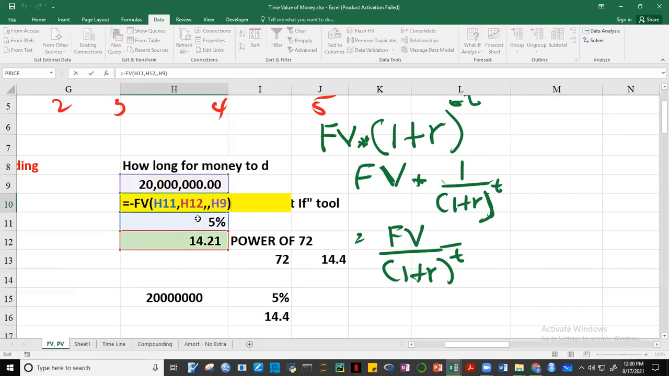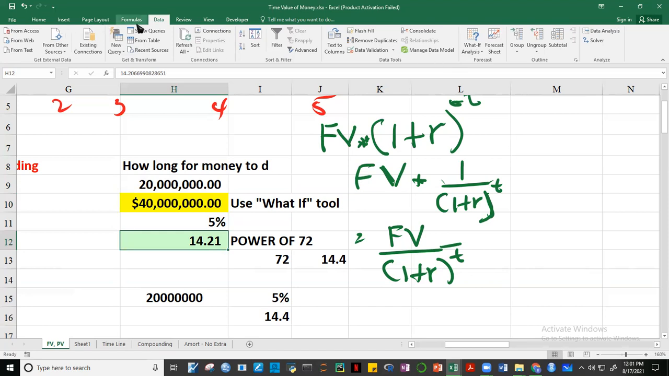So here we use the FV function. So this is your rate. Ang rate natin 5%. And nper natin H12. And then PMT natin wala, present value natin is H9, itong 20,000. Okay, and then naglagay tayo ng negative dito just to remove the negative sign. Tapos 5%. So gusto natin malaman kung ilang years.